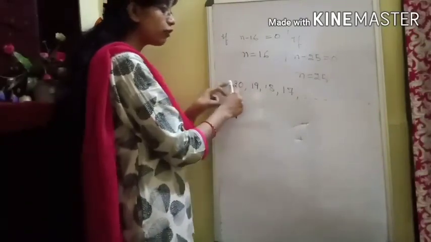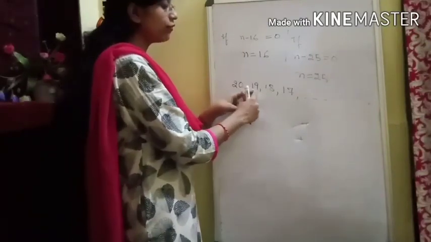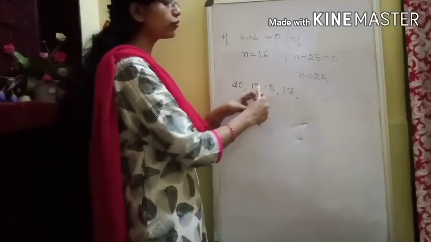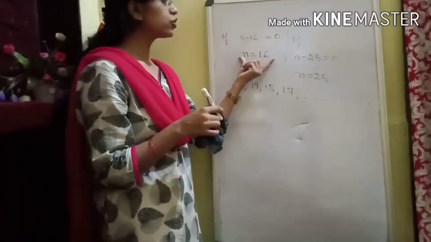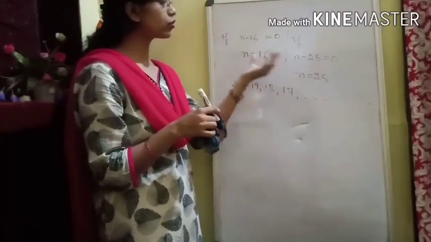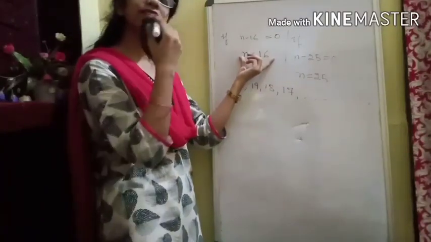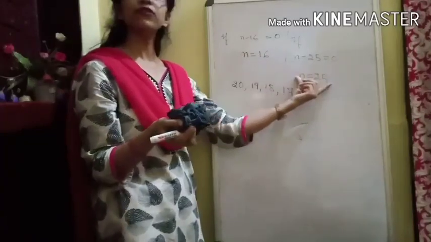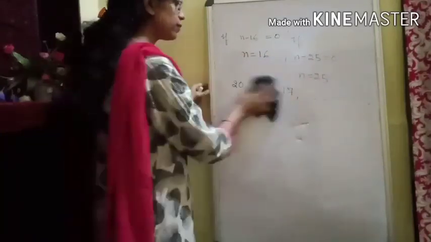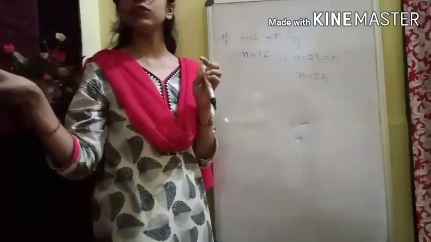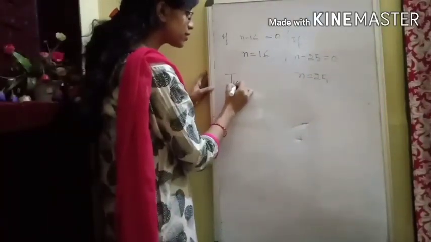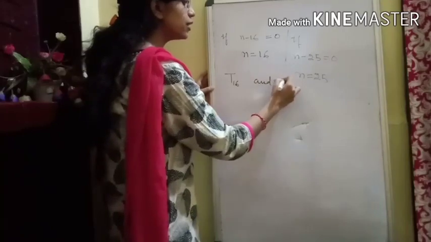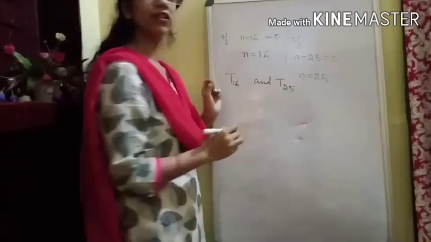In terms of AP you can say, what is the value of the first term? 20. Value of second term? 19. Value of third term? 18. And how many rows are there? 16. So value of the 16th row or value of the 25th row. That means we have to calculate either T16 or T25, and then we will see.